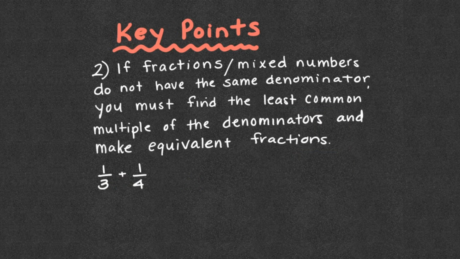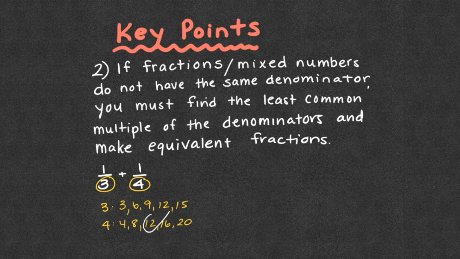So if the fractions or mixed numbers do not have the same denominator, we have to find the least common multiple of the denominators and make equivalent fractions. So our denominators are 3 and 4. So if we look, 3 and 4, we do multiples of each. 3, 6, 9, 12, 15. I like to do the first 5 of each to see if there is one. Otherwise, we have too many numbers there. I do see 12. That's my LCM, 12.